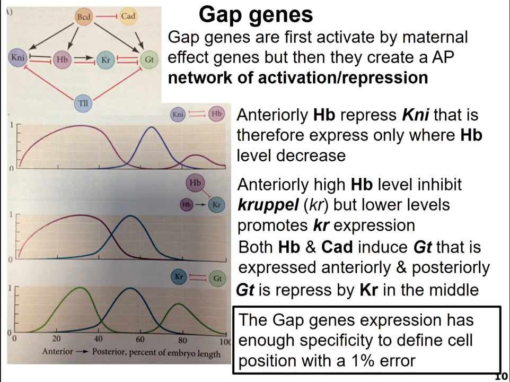So this kind of interaction between the gap genes is so precise that they can define the position of cells within a 1% margin of error, which is much better than any GPS we can at the moment use.